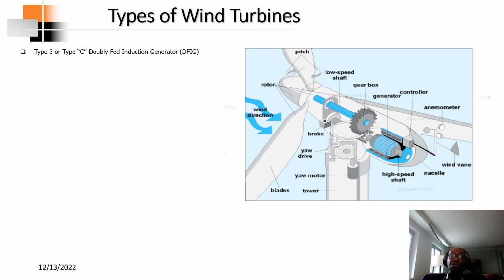allows you to brake it if you have excessive wind gust, and your drive which has a motor that allows the wind turbine blades basically to point, to redirect in the direction if the wind direction also changes. And below that is the tower, long tower that goes.